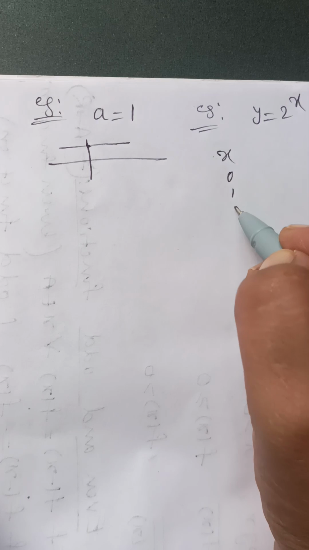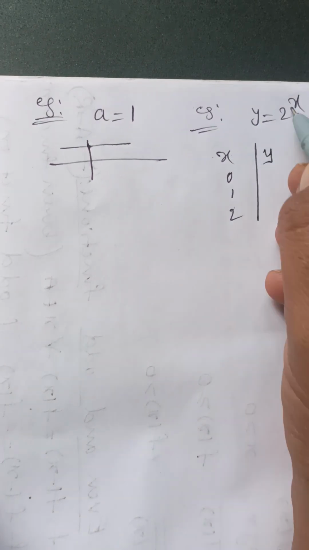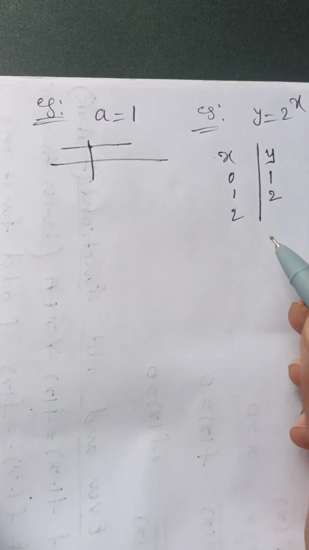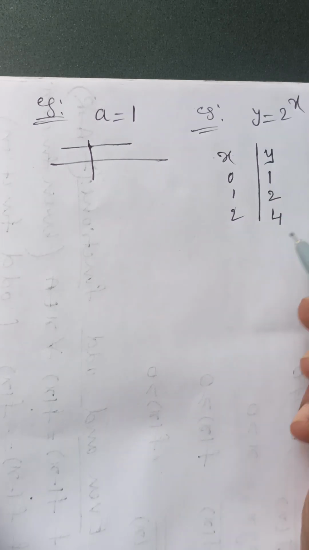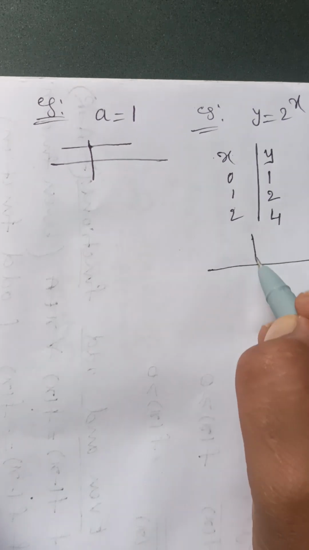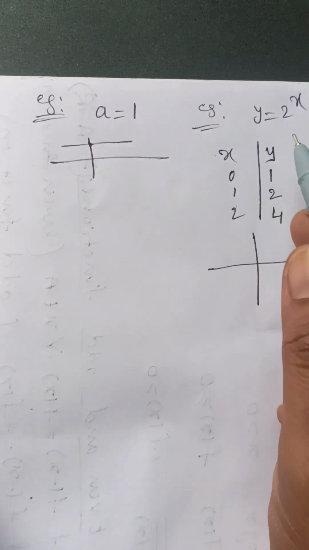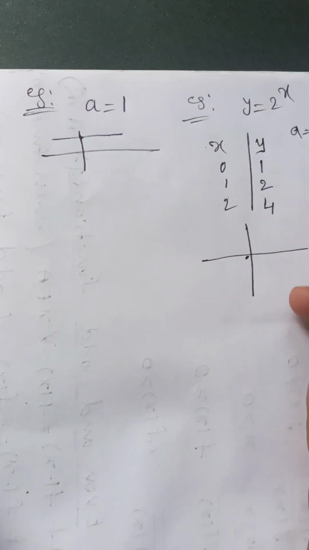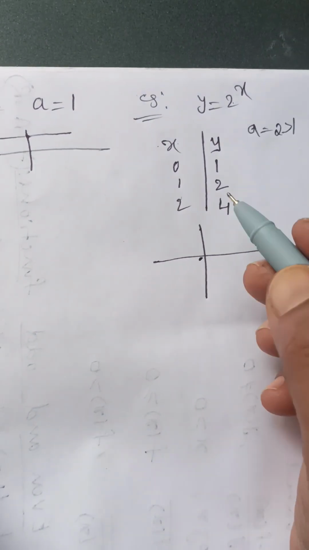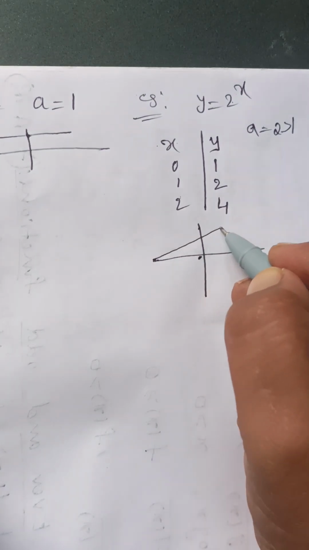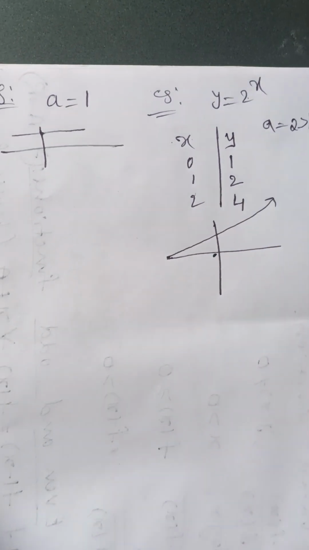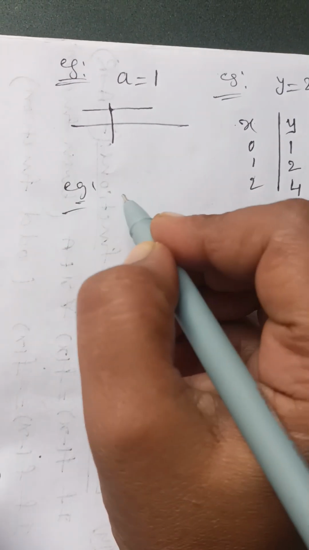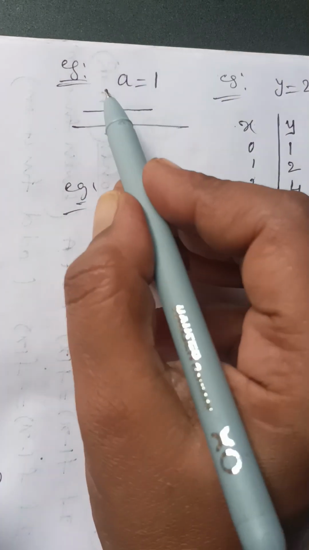For a equal to 1, the graph looks like this. Another example, y equal to 2 power x. For x values 0, 1, 2: put x equal to 0, then 2 power 0 is 1, and if you put x equal to 1, y is 2, and then it is 4. The graph is, so for a greater than 1, here a equal to 2 which is greater than 1, the graph looks like this.